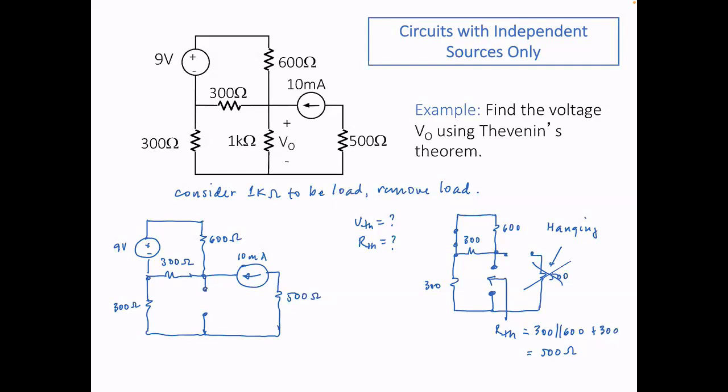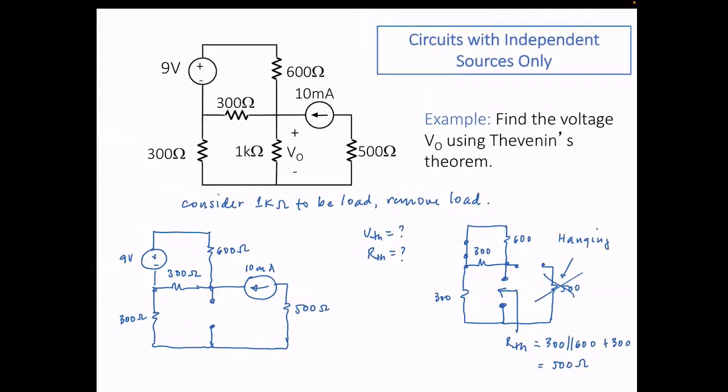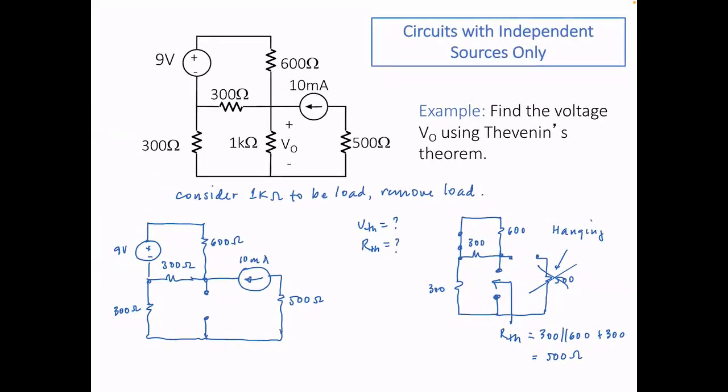Okay. So half the problem is already solved. What's the second half of the problem? The second half of the problem is to get VTH. This is our VTH. VTH is the open circuit voltage here. That is VTH.